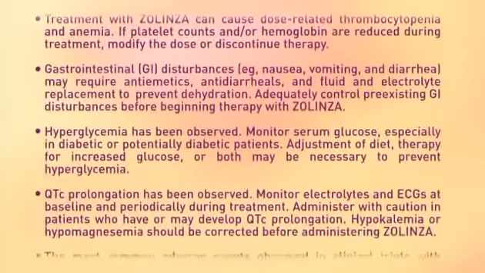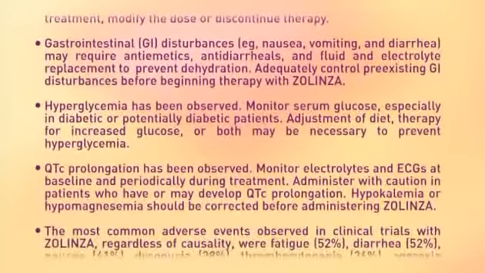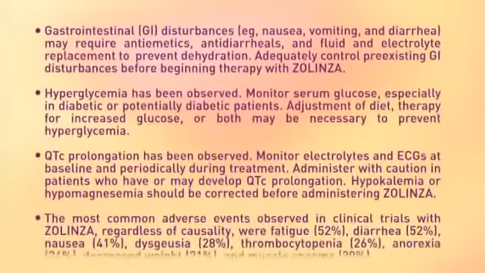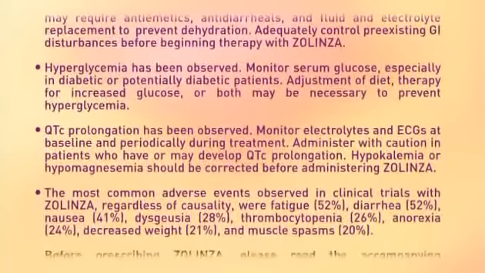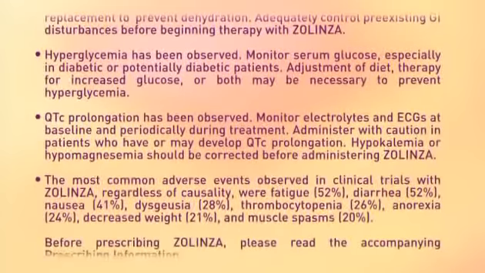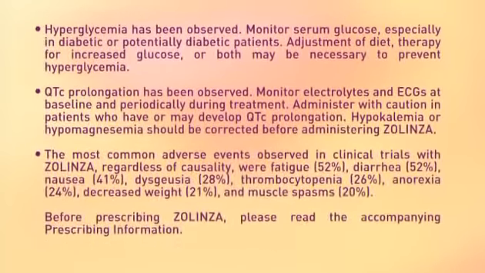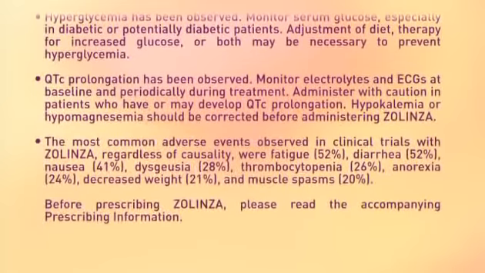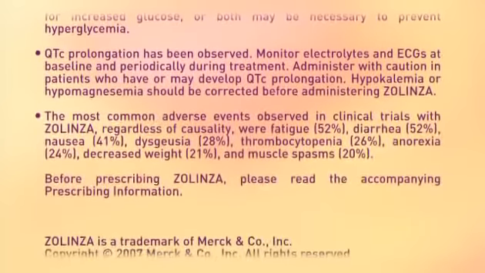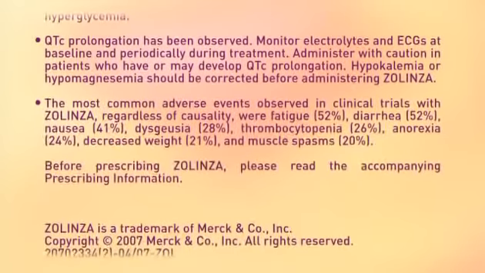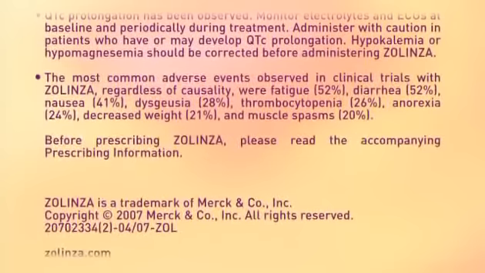Hyperglycemia has been observed. Monitor serum glucose, especially in diabetic or potentially diabetic patients. Adjustment of diet, therapy for increased glucose, or both may be necessary to prevent hyperglycemia. QTc prolongation has been observed. Monitor electrolytes and ECGs at baseline and periodically during treatment. Administer with caution in patients who have or may develop QTc prolongation. Hypokalemia or hypomagnesemia should be corrected before administering Zolinza.